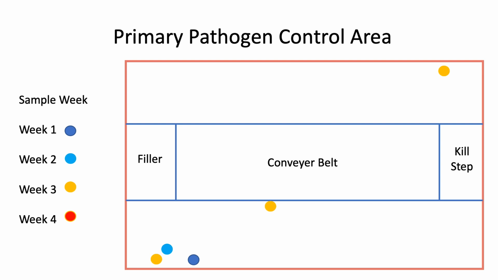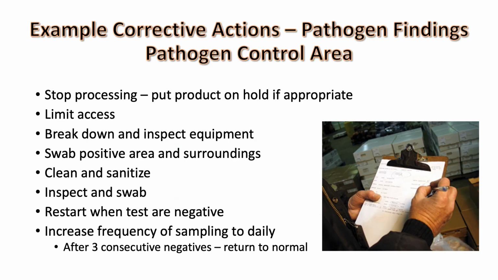These data would also likely appear in a table or spreadsheet that would provide more details regarding the results and document the subsequent corrective actions that were taken. Positive pathogen results in zones 2, 3, and 4 might trigger a stop in processing in or around the area of the positive finding. You should assess whether putting product on hold pending product test results would be appropriate. A breakdown or inspection of equipment, along with re-swabbing the positive area and possibly additional surrounding areas, might be done to determine if the organism is localized or has spread.